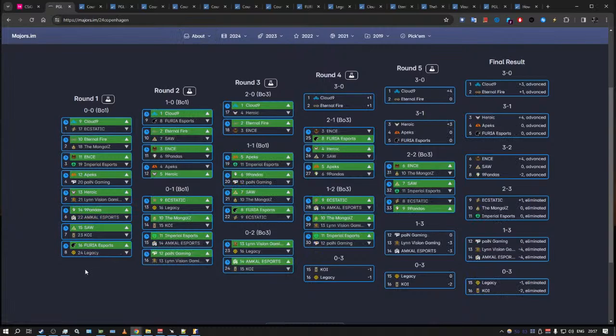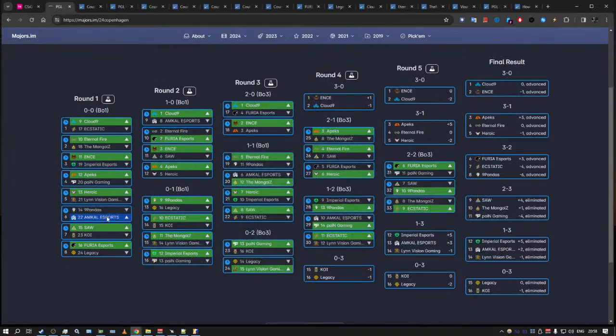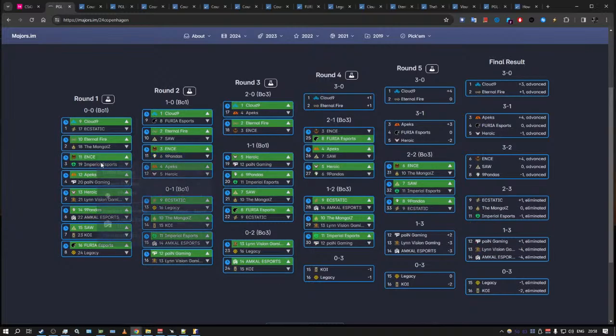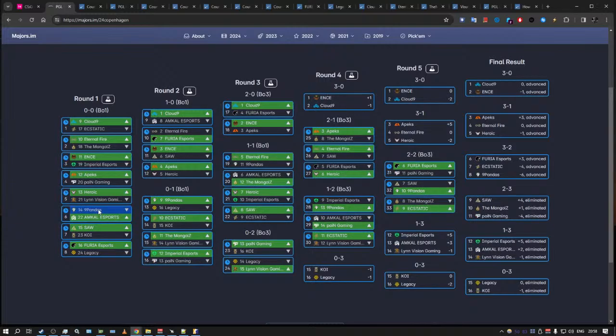Let's say 9 Pandas do this. So let's just do that. Everybody from the upper seeding will beat lower seeding. Then it's gonna be Cloud9 versus Fury, Eternal Fire Saw, Ants 9 Pandas, Apex Heroic essentially. I mean, frankly, Ants has a good chance. Really good chance to just go 3-0. I mean, Imperial, if this is how it goes, they need to beat Imperial, 9 Pandas, and then Eternal Fire. That's not something out of the realm of just fantasies. No, it's absolutely possible.